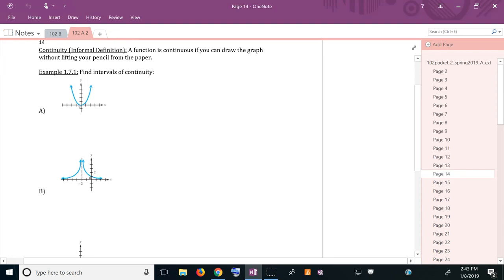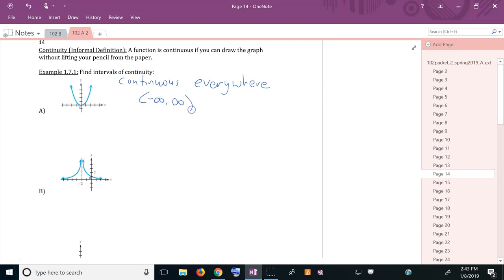So looking at our first one, I can draw that entire shape without picking up my pencil. So I would say that that is continuous everywhere. Now I usually want to write this as an interval. So as an interval, I would express that as negative infinity, comma positive infinity.